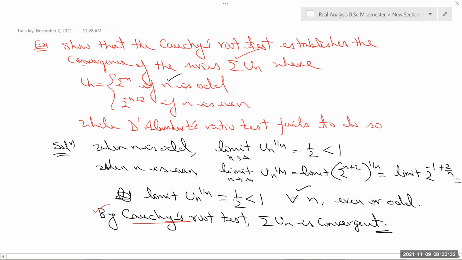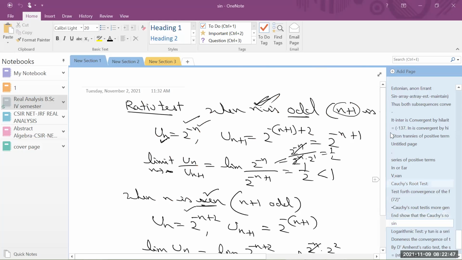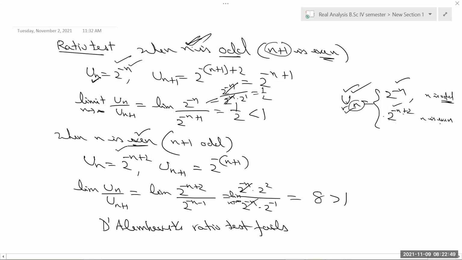Whereas if you look at the limit of its un by un plus 1, you can see that it has two different limits, and it is not taking the same limit for every n. Here we have 8, and one can see that here we have half. So I can say that D'Alembert's ratio test fails here.